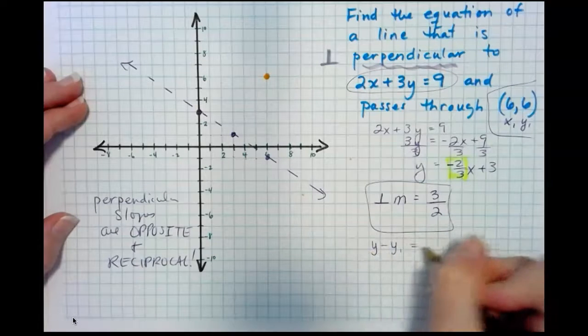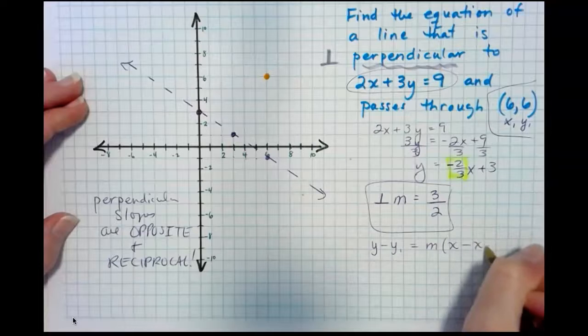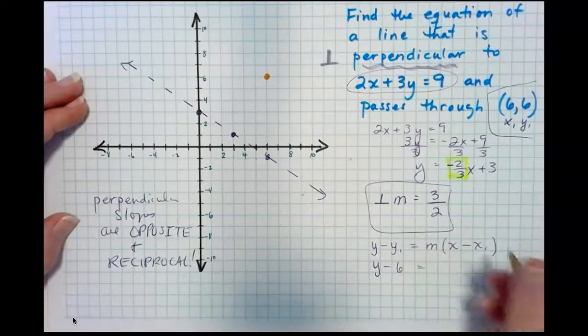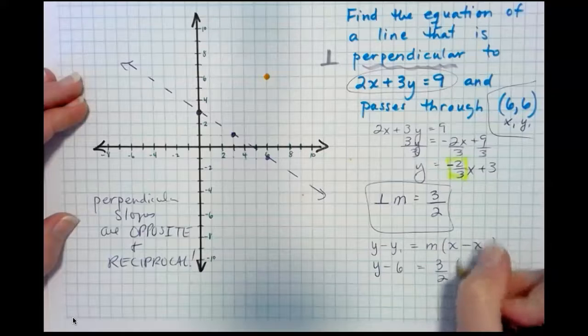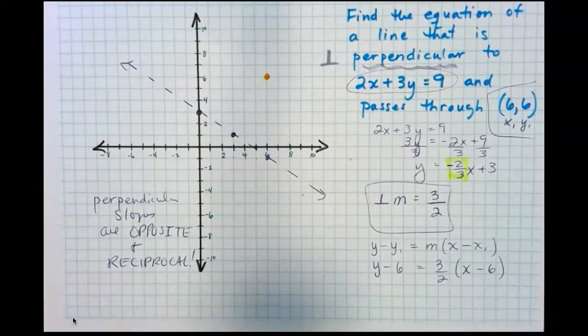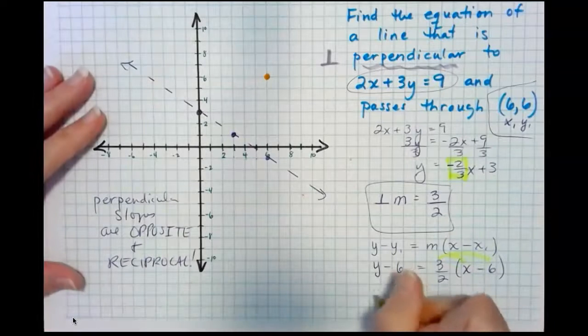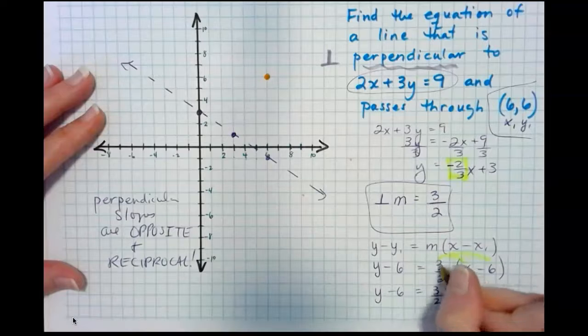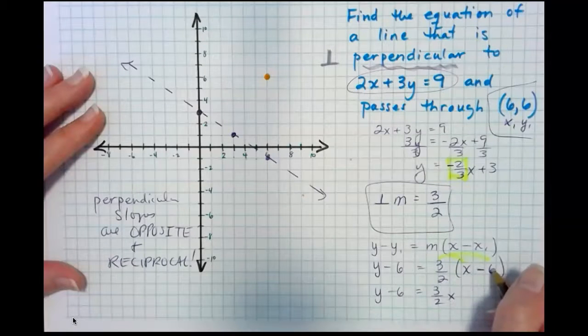y minus y1 equals m times x minus x1. So y minus 6 equals 3/2 times x minus 6. We need to distribute the 3/2. So we get y minus 6 equals 3/2 x, and 3/2 times -6. 2 goes into 6 3 times. 3 times 3 is 9, minus 9.